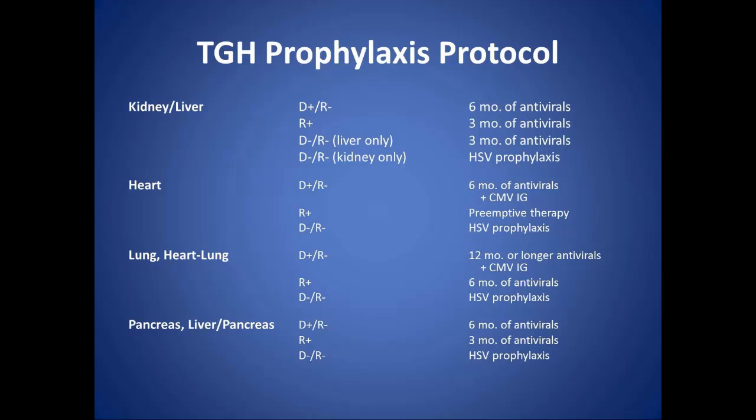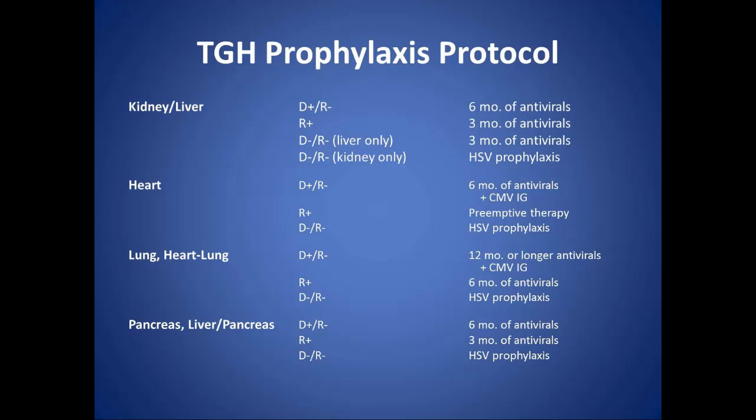Now, if you have a heart transplant that is recipient positive, they're the group that's allowed to have preemptive therapy. And that's really the only group that we use preemptive therapy in at Tampa General. So those patients are monitored by the transplant coordinators and get regular CMV PCRs, and then if they turn positive, they get treated.